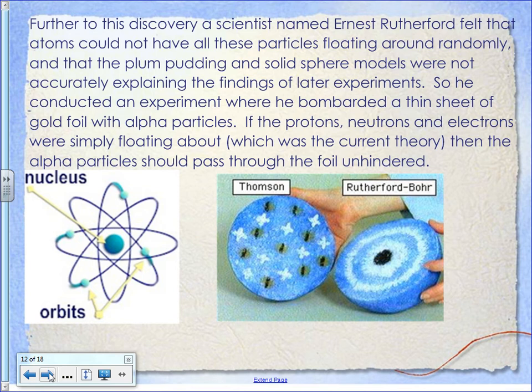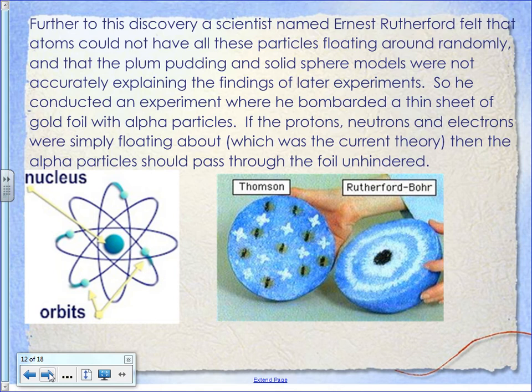Okay, so further to this discovery came probably the most important thing ever done in terms of our understanding of what the atom looks like, and that was Ernest Rutherford. He said atoms couldn't have all these particles floating around randomly. Plum pudding and solid sphere weren't accurate. There had to be something else. So he conducted an experiment.